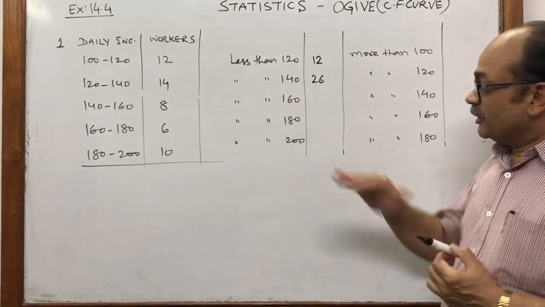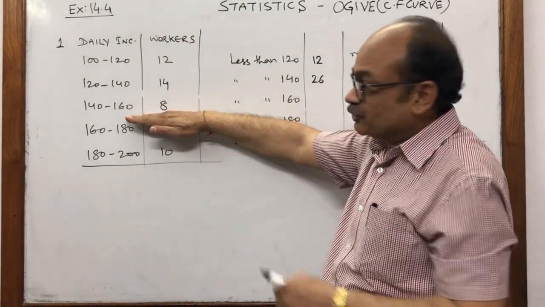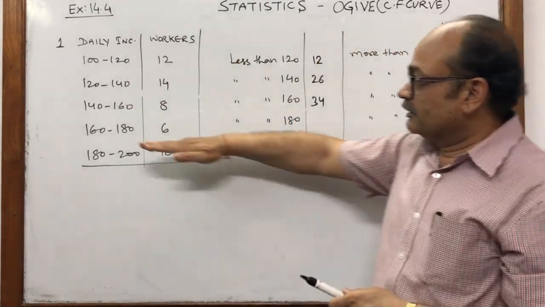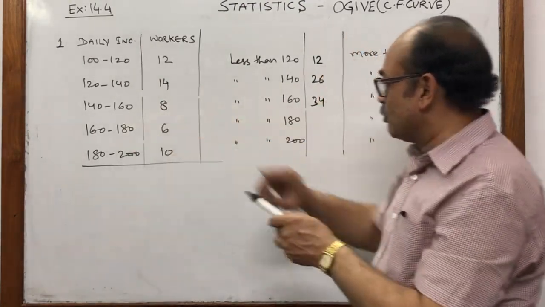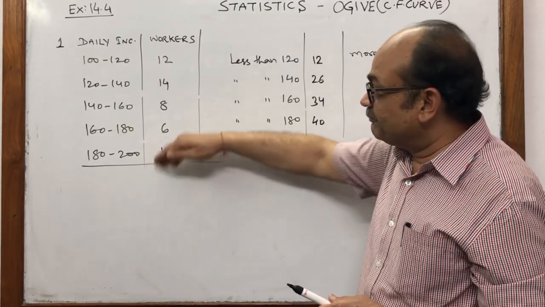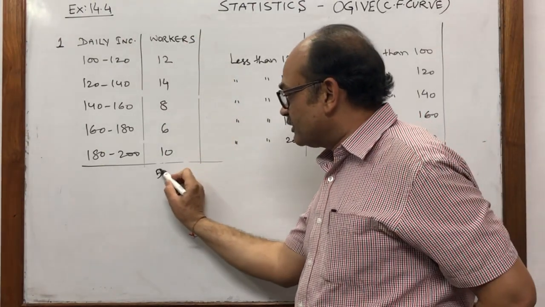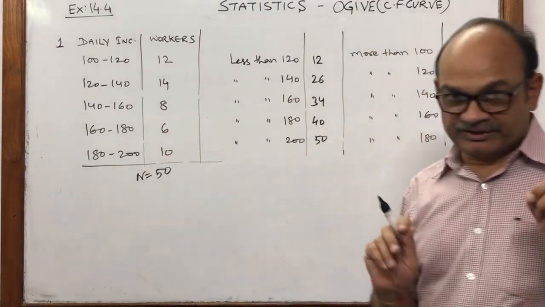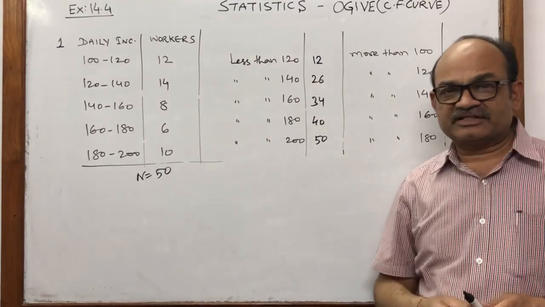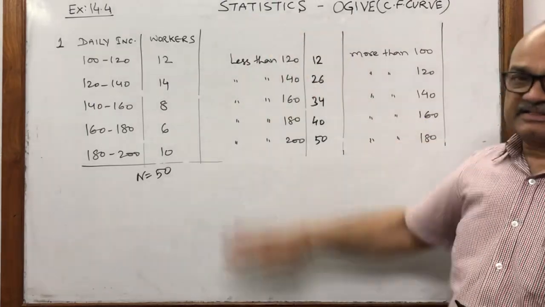What are we getting? 26. Now I want less than 160. Less than 160 means the total of all these. So 26 we already have, now 8, so 34. Now less than 180, you have to add 6 more: 40. Then all are getting less than 180, it means the complete strength, 50. If you add the number of workers, N equals 50. So the cross check is when this N is 50 and the last number in the CF column is 50, it means the calculation is correct. This is said to be the less than table.